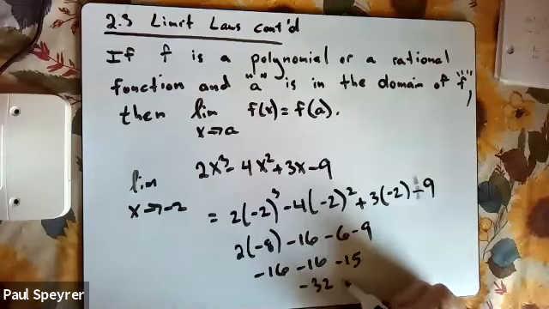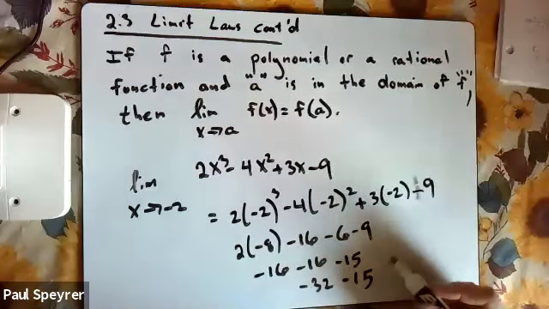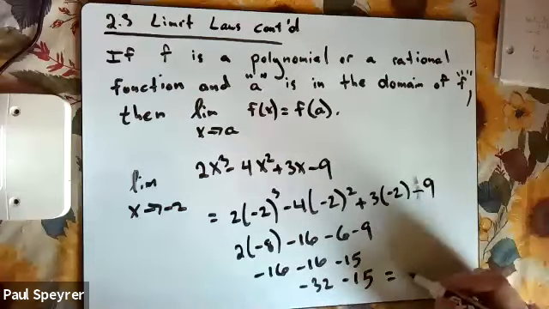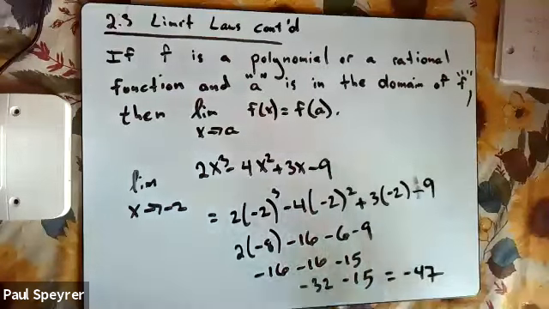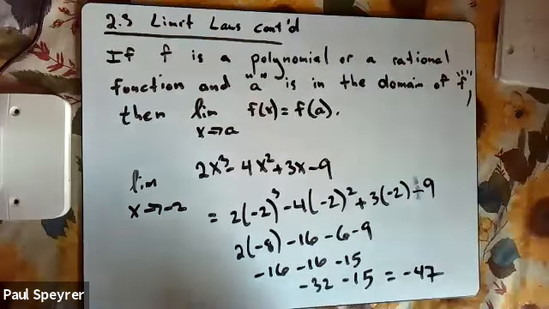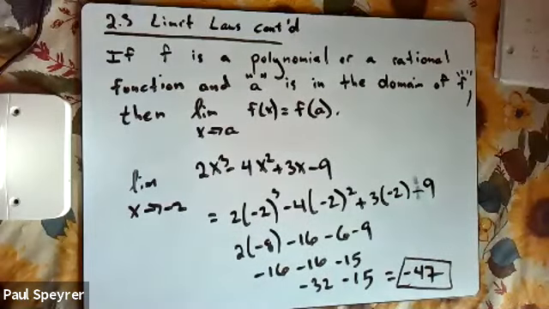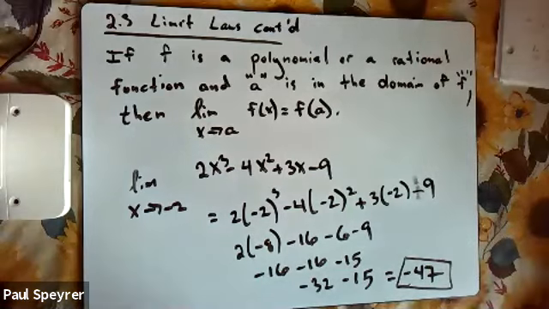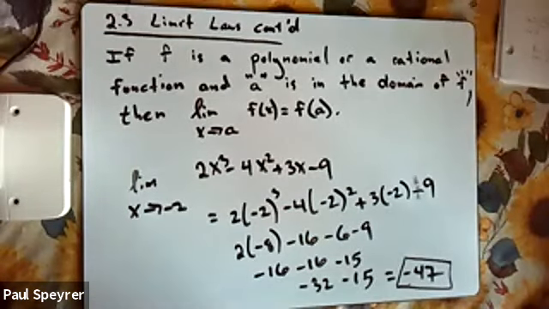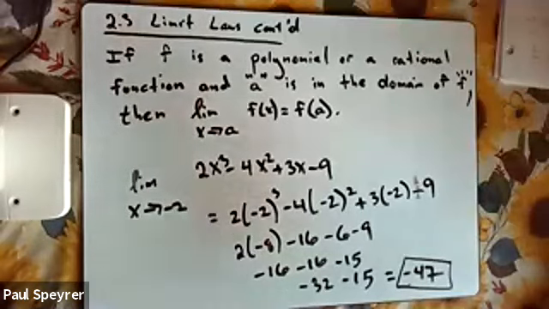And we finally wind up with negative 47 right there. So in this case, your final answer is negative 47. That would be the limit as x approaches negative 2 of this particular function. And again, as long as you don't have any kind of errors causing your polynomial or rational function to be undefined, you can simply throw the number in.